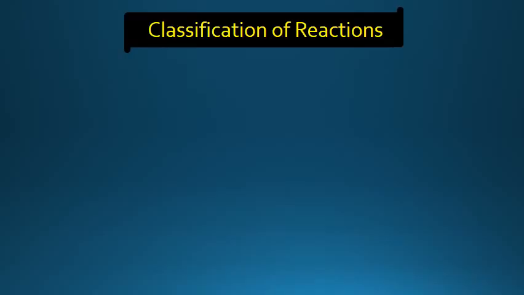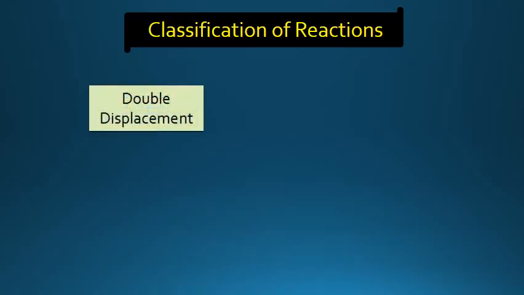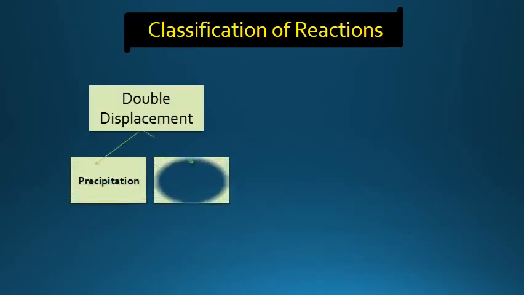Okay, classification of reactions is something I've been sneaking in with this chapter all along, so this shouldn't be terribly new. We've already covered double displacement reactions. There are two types of double displacement reactions. It's either a precipitation reaction or an acid-base reaction.